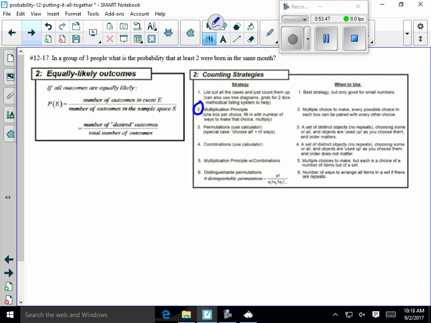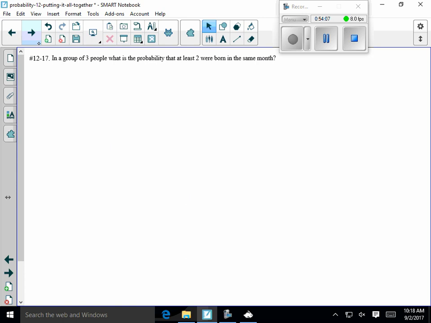When I have multiple choices to make and every possible choice in one box can be paired with every other choice. So for example, if I have to choose a month for the first person in the group of 3, then I have a certain number of choices for the second month, and the number of choices for the first month can be paired with every possible combination of the choices in the second month. All right, so let's analyze it that way.